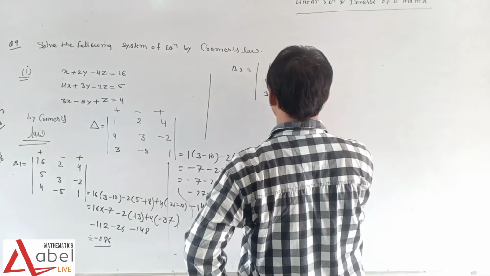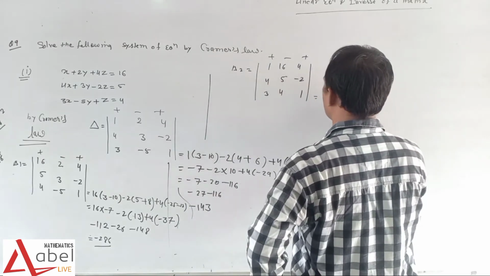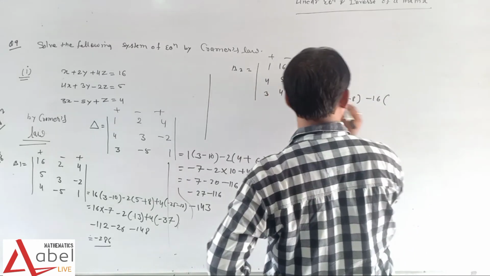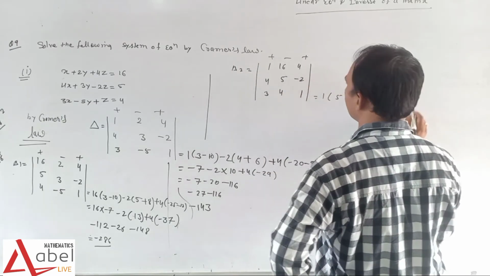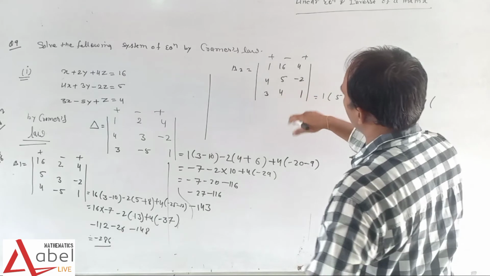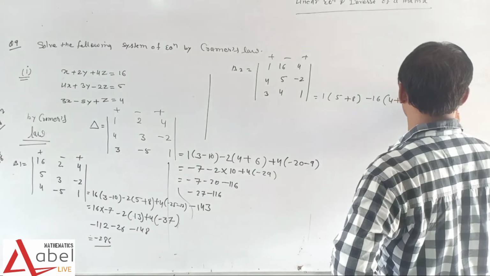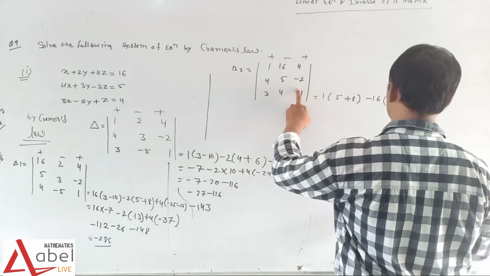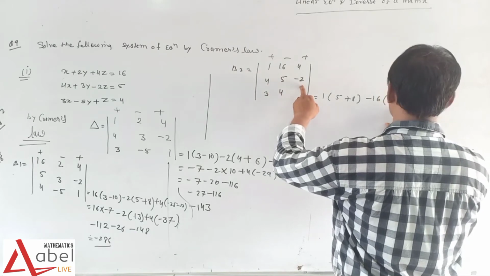So delta 2 equals, it is a plus, minus, plus. So right here 1. It is a 5 plus 8. It is a minus 16. And it is a 4 minus plus, it is a 6 plus 4, it is a 4, it is a 16. First 5 minus 8, 5 plus 8 is here, okay, it is good. Minus 16, it is a 4 plus 6, okay.